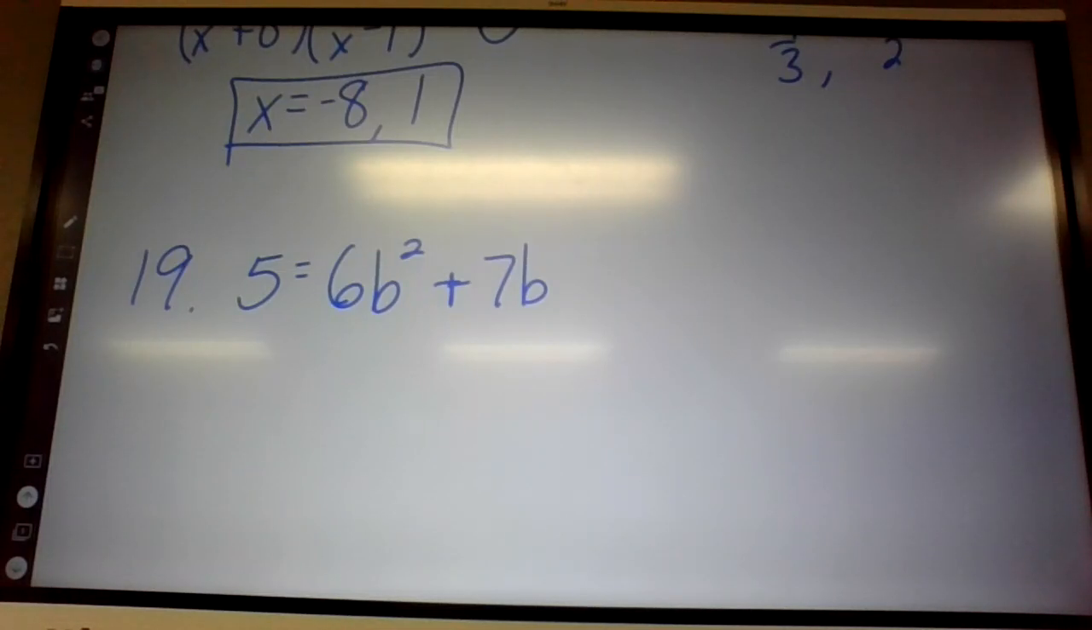Alright. On 19, what should we do first? We should probably subtract 5. Yeah, we should probably subtract 5. That way we'll have everything on the right side, including a minus 5. And the left side will be our 0.